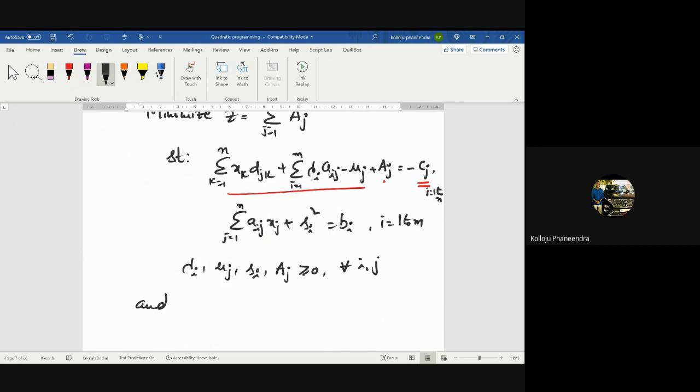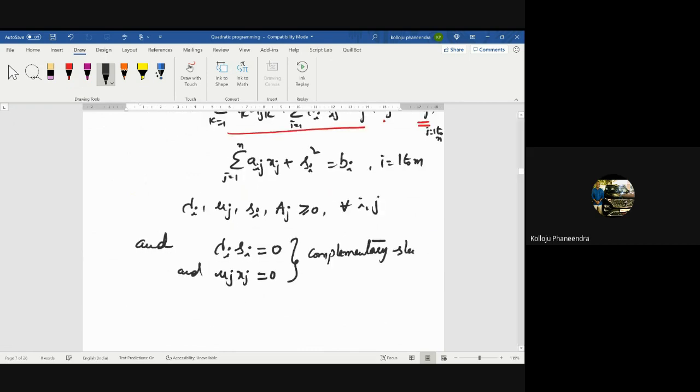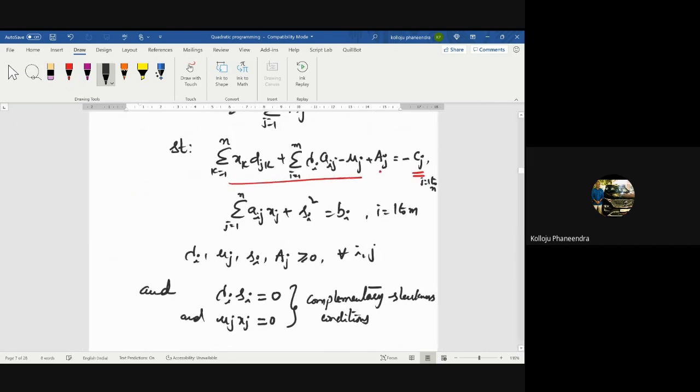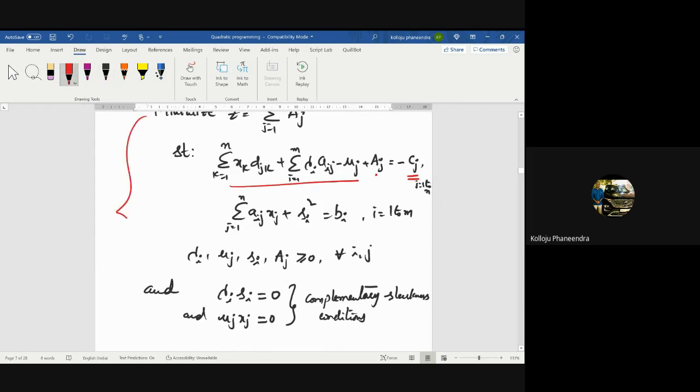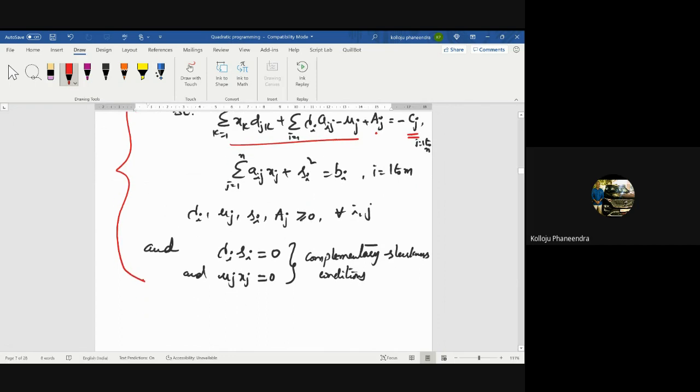And complementary slackness conditions you have to write. That is very important. Lambda i into si equal to 0 and mu j into xj equal to 0. These are complementary slackness conditions. These conditions must be satisfied in each simplex table. Now this is my entire linear programming problem, particularly the phase 1 problem.